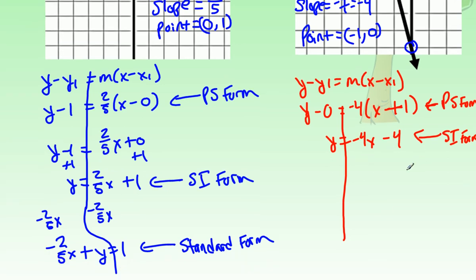And finally, to get to standard form, we're going to add 4x to both sides, giving us 4x plus y equals negative 4. That is standard.